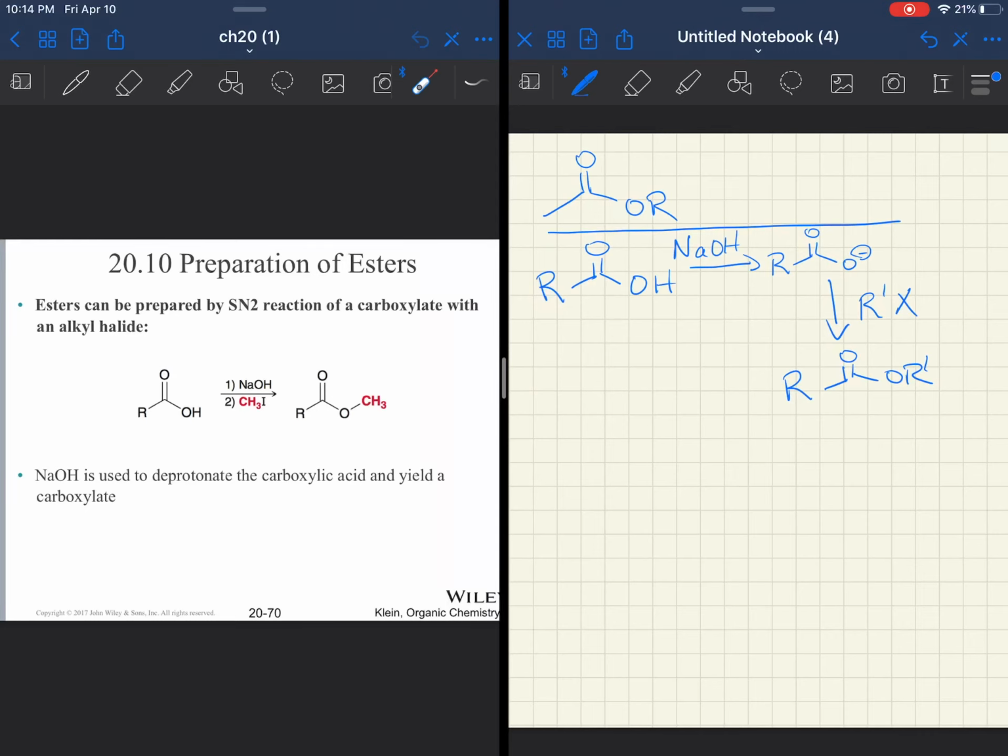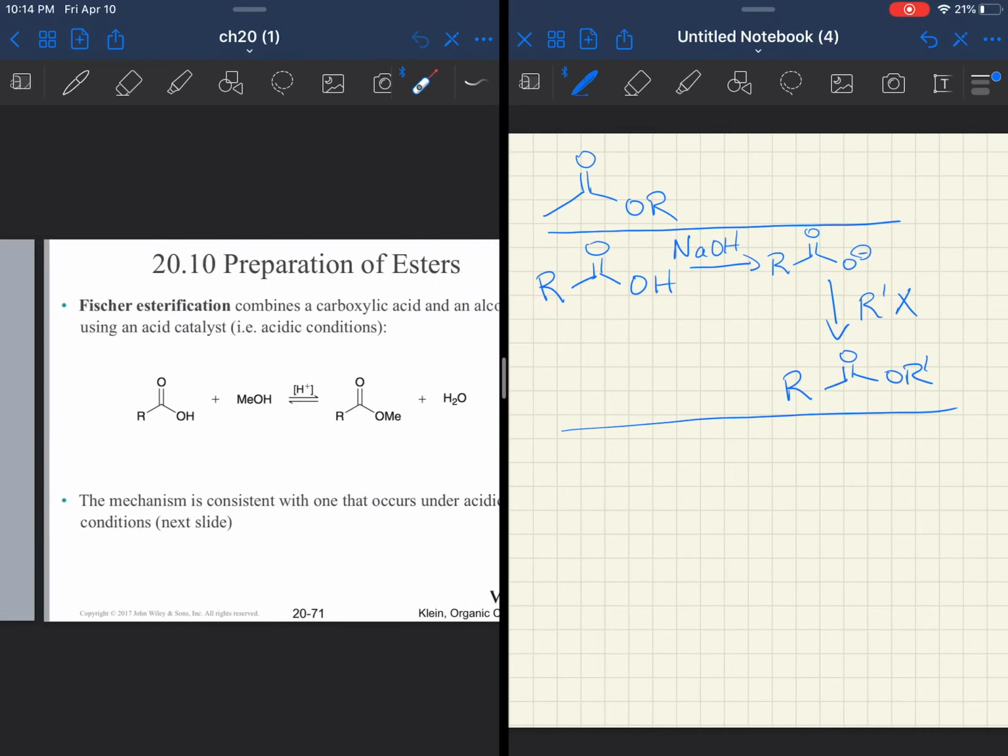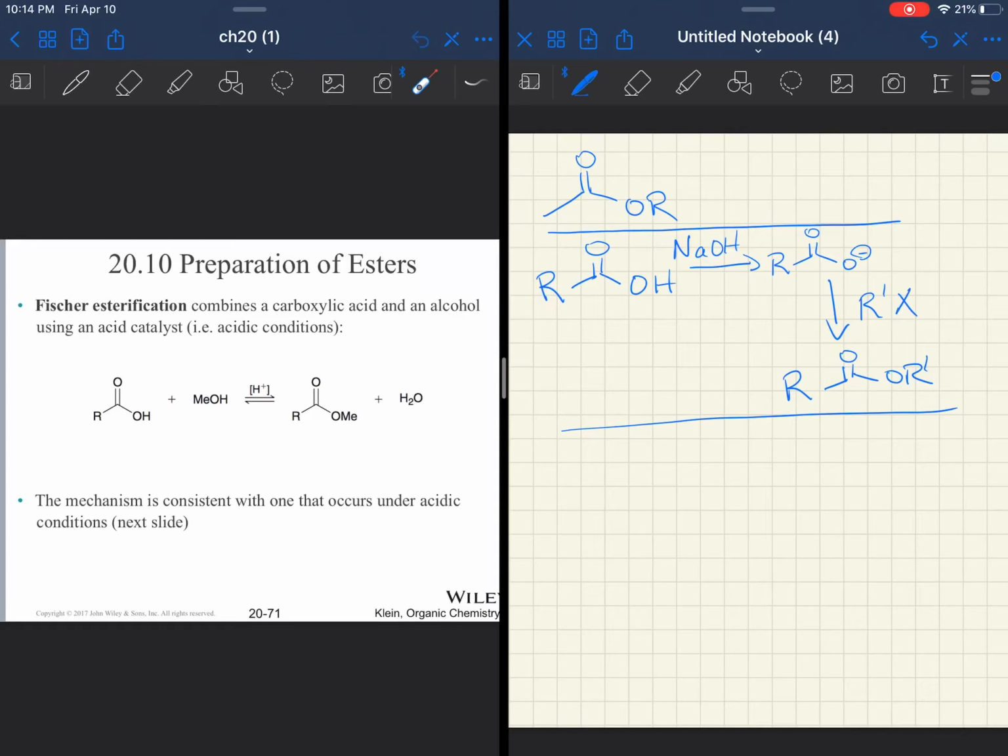So you could see this written out in 2 steps like I've done, written out here as a multi-step. It's a 1 and then a 2. Very straightforward. I'm not going to ask you to do this mechanism, but these are steps you have seen before.